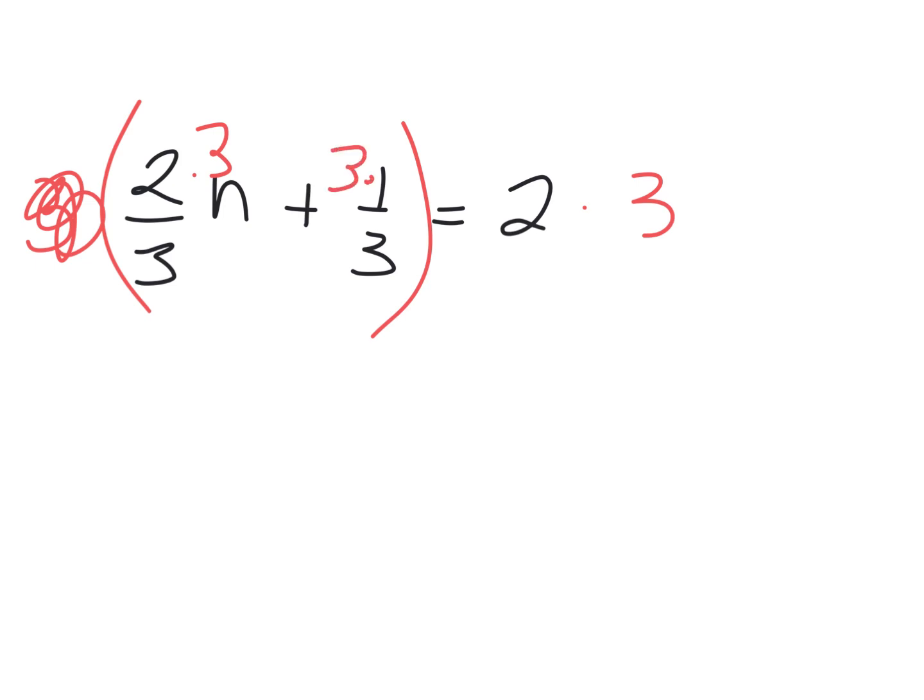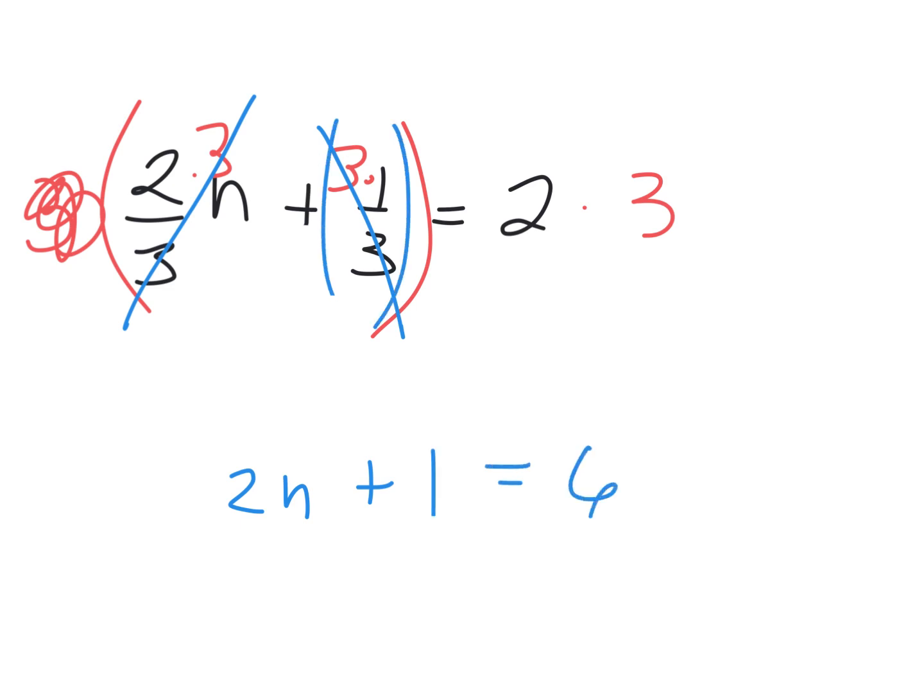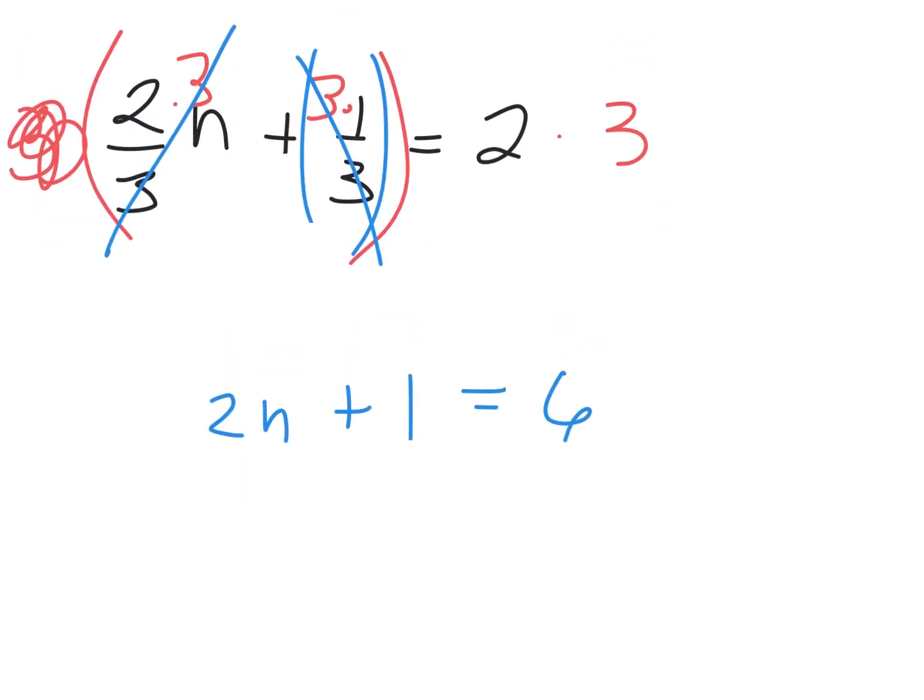Now, why do I times by 3 in the first place? So that cancels and that cancels. Do you see how easy this is? 2n plus, what is 3 over 3? 1. And that's 6. And now, if you can't solve that from there, any kid can solve that, that's in high school math. So we made a hard problem into an easy problem. How? Clearing the fractions. So let's see if you can clear the fractions on a different one.